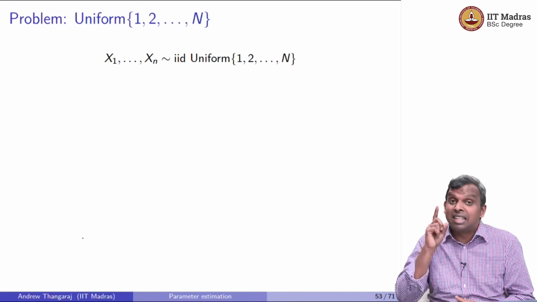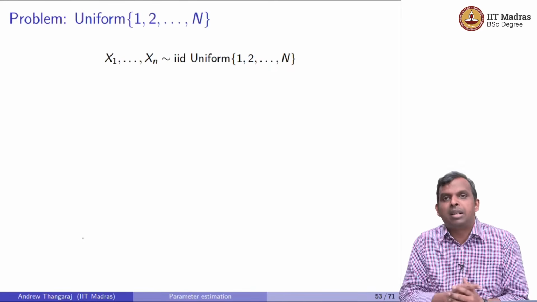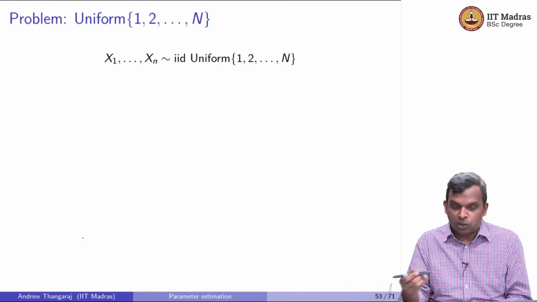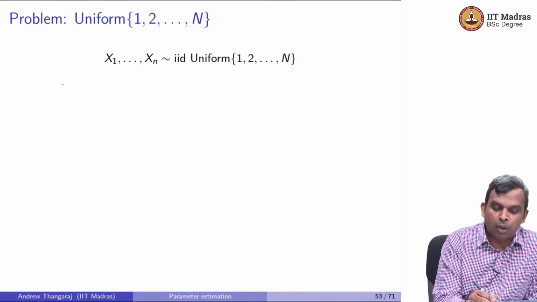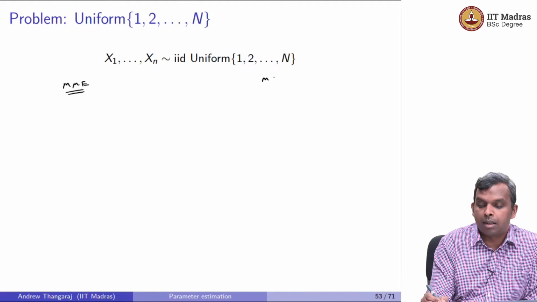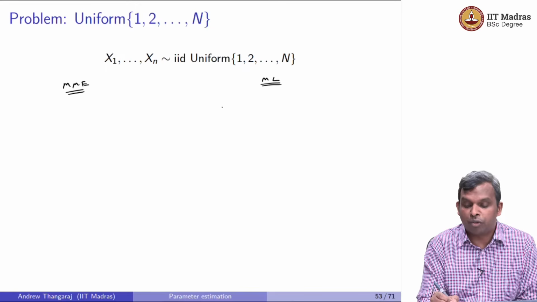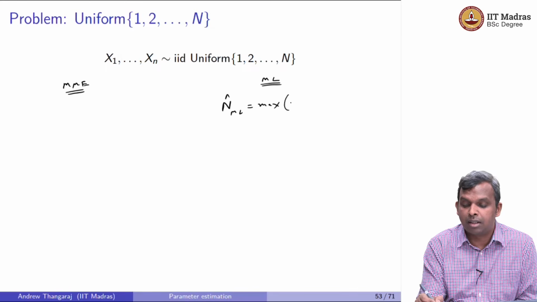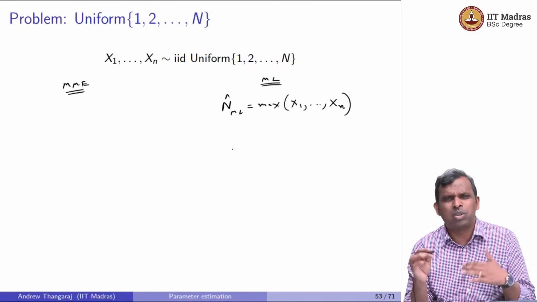Okay, so next is a discrete distribution, uniform discrete distribution. I don't know n. So here also you can do MME, you can do ML. I'm going to give you the final answer for ML. You can guess, it's not so difficult: max of x1 to xn. I am not going to prove this in great detail.